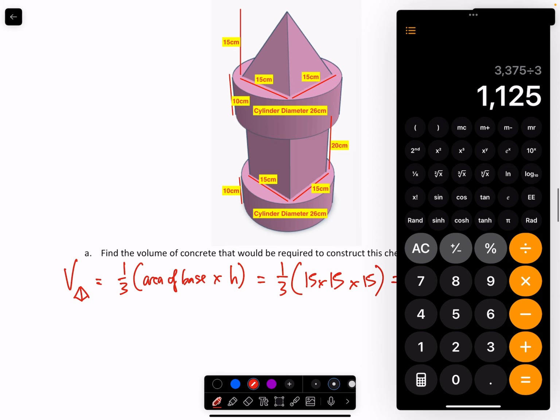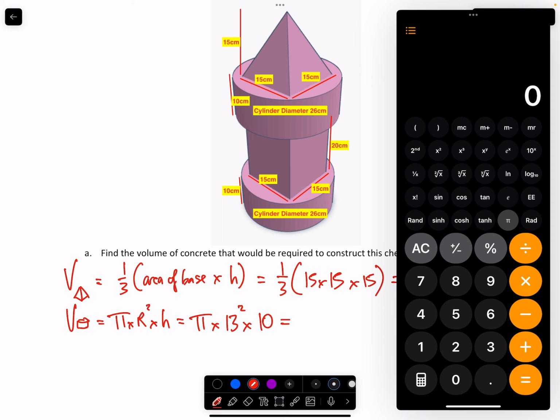Volume of, let's work our way down. Volume of the top cylinder is pi times by radius squared times by the height. So it's going to be pi times by, the cylinder diameter is 26, so the radius is going to be 13 squared, times by the height, which is 10. Pi times by 13 squared times by 10. We get 5309.29 cubic centimeters.